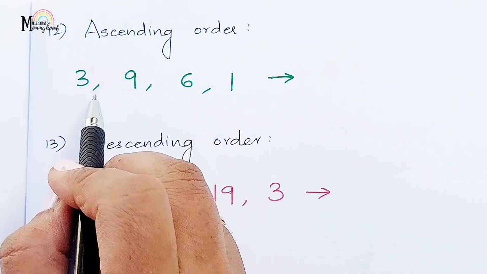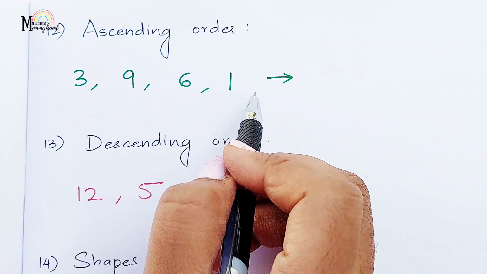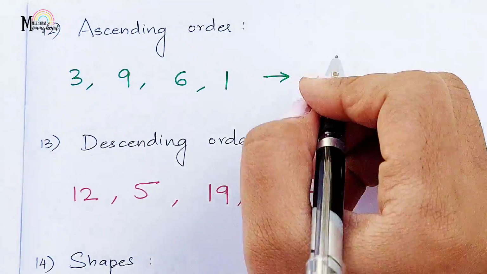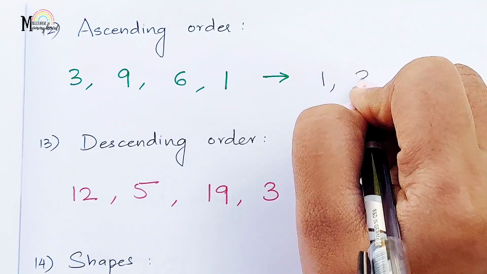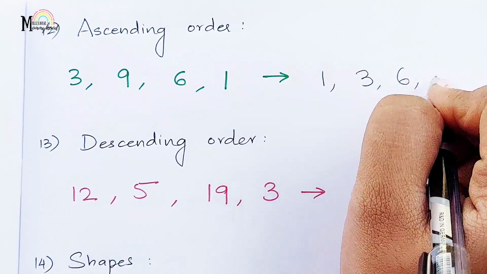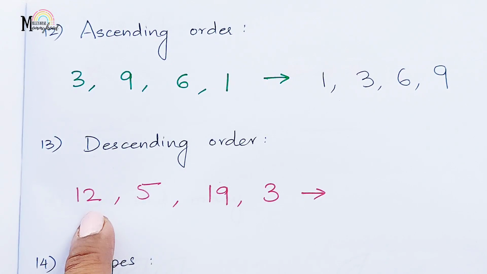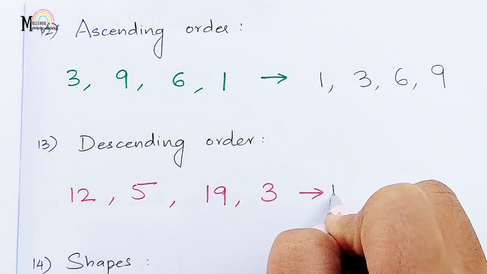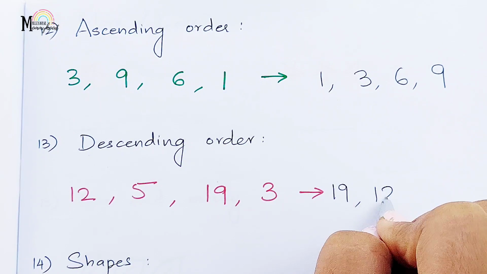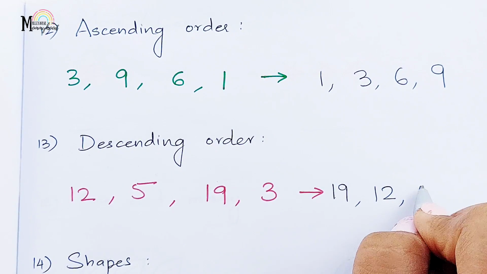Next is ascending order, where the numbers have to be arranged from smaller to bigger numbers. For example, here 1, 3, 6 and 9 are arranged from lower to higher. Similarly, descending order, from a bigger number you have to write the smaller numbers in order.